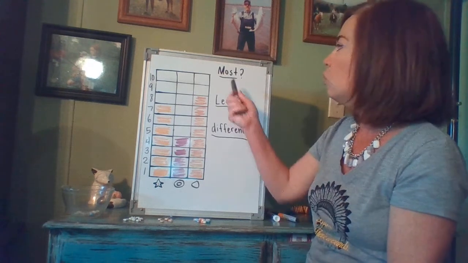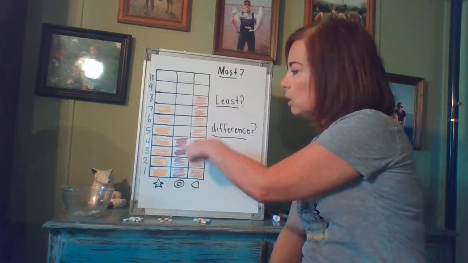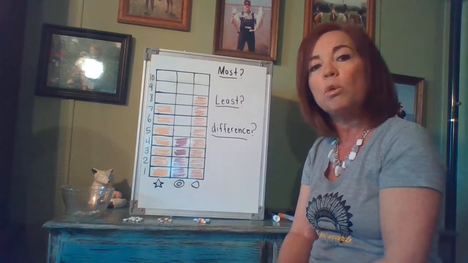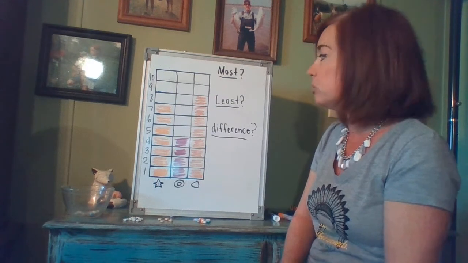Let's analyze. Which one has the most, boys and girls? Can you look at the graph just by the colors of the boxes, how high they go? Can you tell which one has the most? Yes, the marshmallow one has the most.